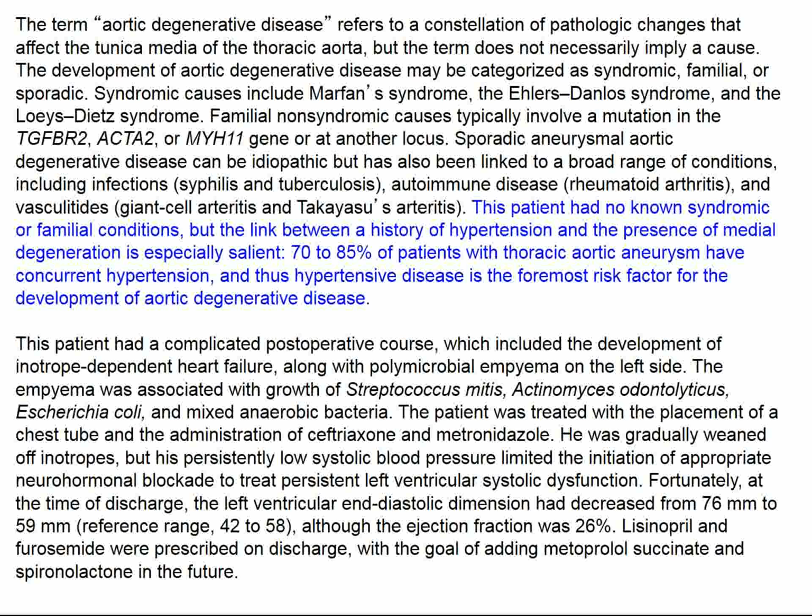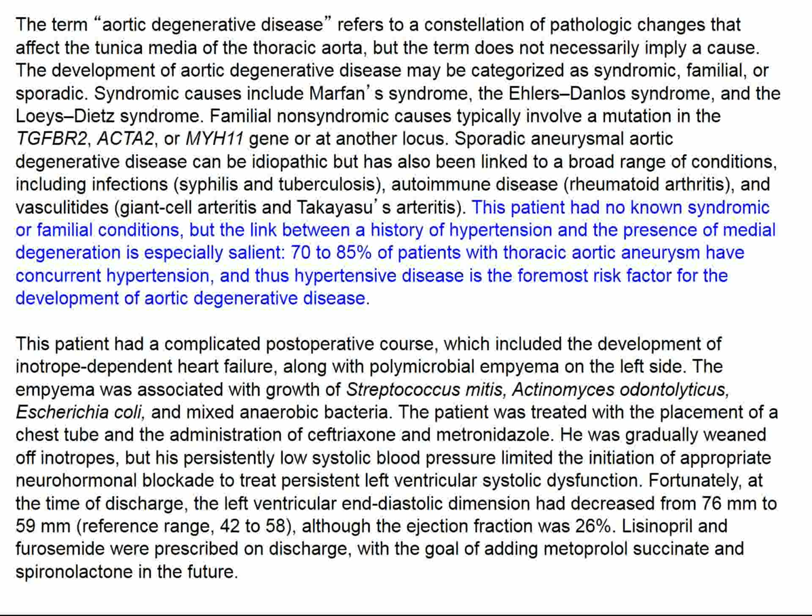Marfan syndrome, Ehlers-Danlos syndrome, Loeys-Dietz syndrome, various genetic mutations, germline mutations that are associated with ascending aortic aneurysms, syphilis. My cadaver, when I was in medical school, had died of a ruptured syphilitic aortic aneurysm. Tuberculosis possible, giant cell arteritis, Takayasu's arteritis, but the clinical picture of this patient doesn't suggest these items, although hypertension can cause this. And 70 to 85% of patients with thoracic aortic aneurysms have concurrent hypertension that generally is poorly treated.